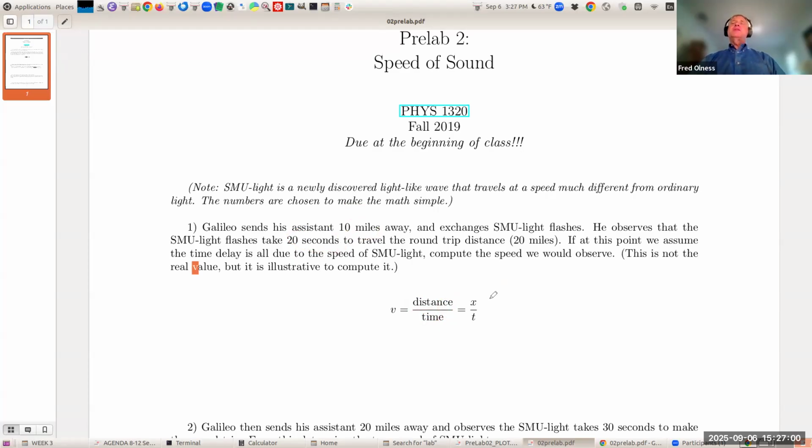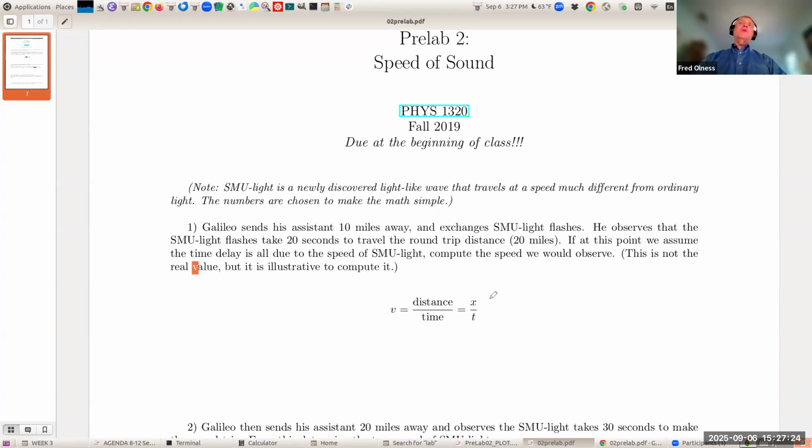Now, when Galileo did this in real life, he was actually using the speed of light. And as you know, the speed of light is a whole lot faster. And so he was aware of the potential problem, which is the reaction time of his assistant. So when he did this, let's pretend maybe, the light came back in a second or a second and a half or something like this.